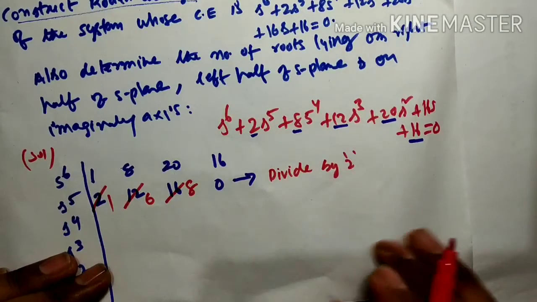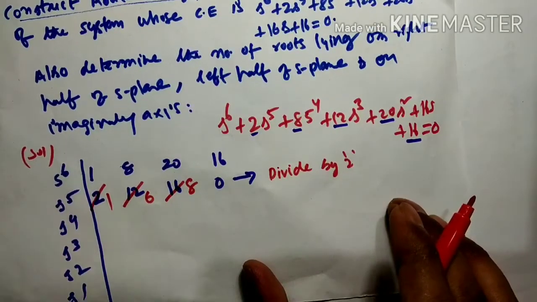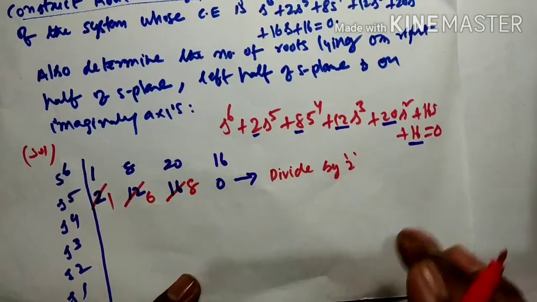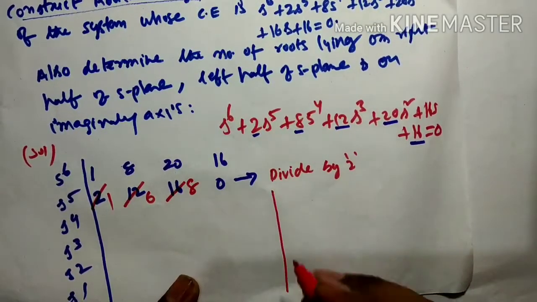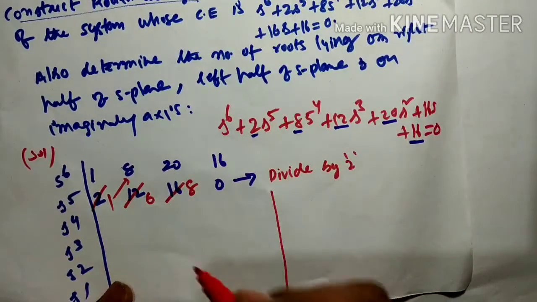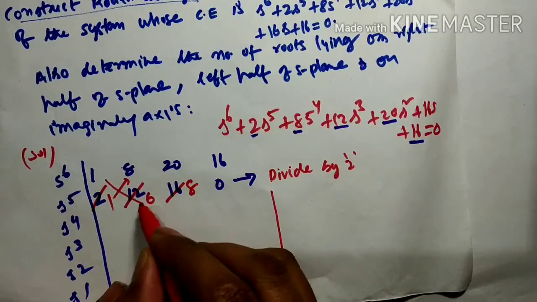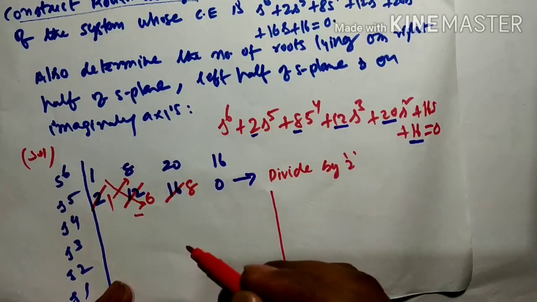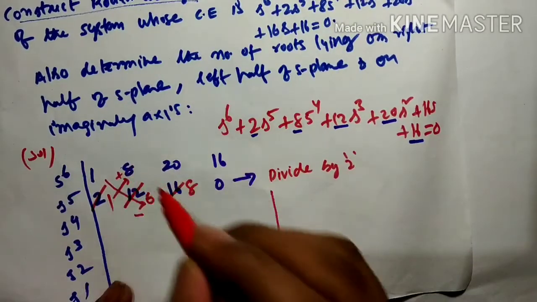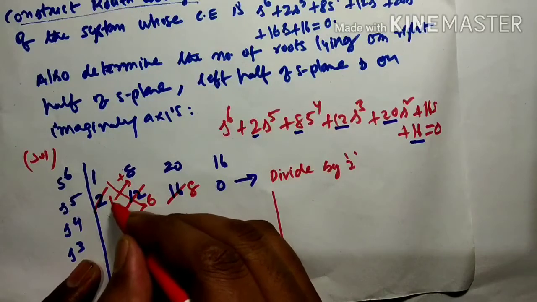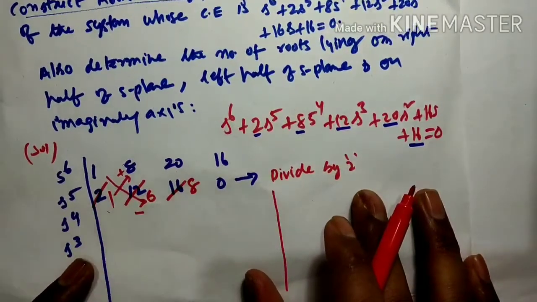So now we construct the Routh array. We have to find all the coefficients. To find them, what you have to do: 1 into 8, then 1 into 6. When you take the lower one, take it as a minus, and the upper one as a plus. Then we always divide by this element.